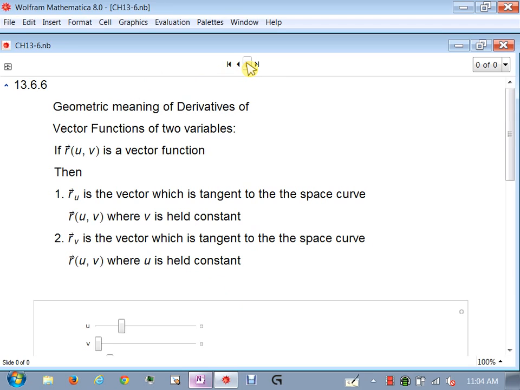So what is the geometric meaning of the derivative of a vector function of two variables? Remember, a vector function of two variables draws a surface. So what does the derivative represent? Well, just like we did when we had functions of two variables, we will have to hold one variable constant.